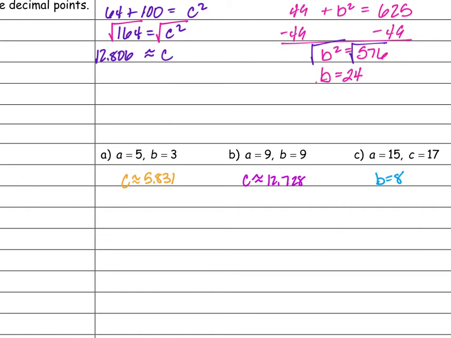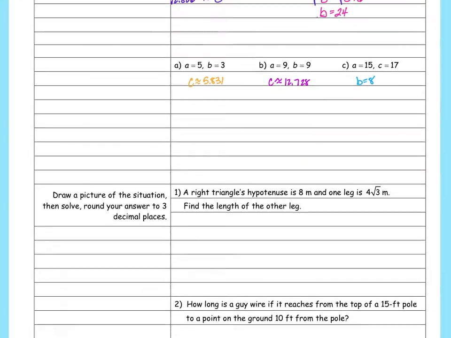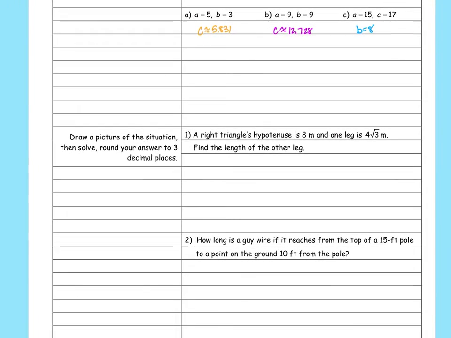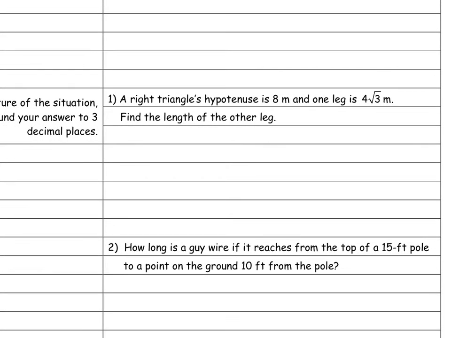Beautiful. Okay. So the next section we have, it says, draw a picture of the situation, then solve. Round your answer to 3 decimal places. The pictures are really hard, I want you guys to know, because they're all right triangles. So I have to draw a picture of the situation. But guess what? All the pictures will be a right triangle. But the thing about this is that we're not doing trig yet. This is just Pythagorean theorem. We're finding a missing side.